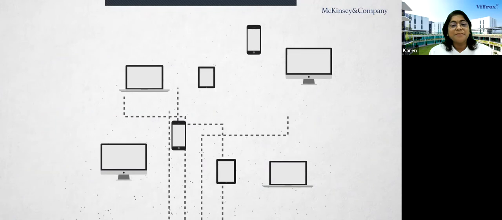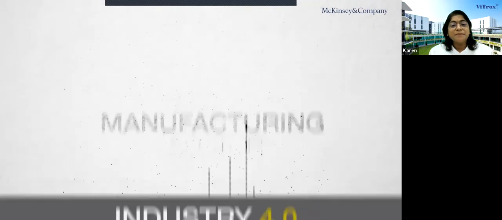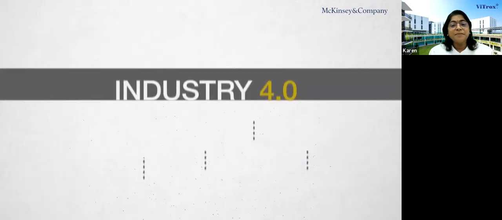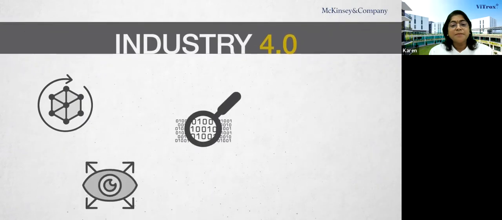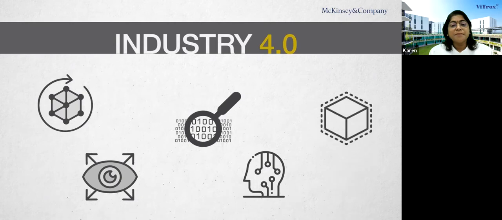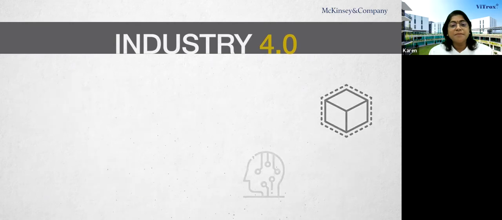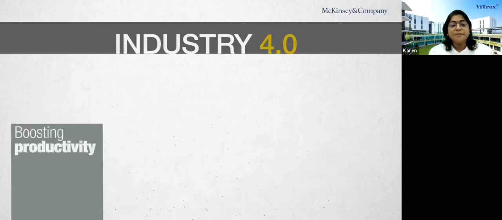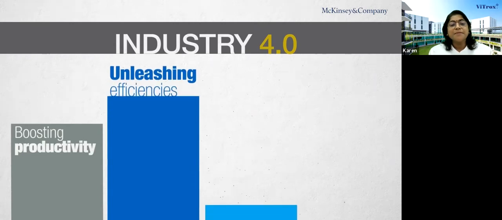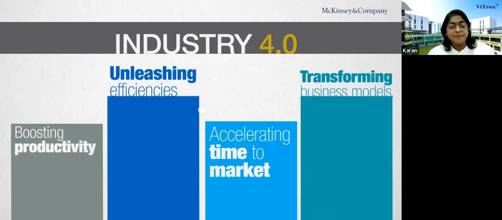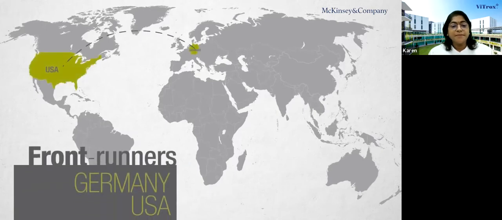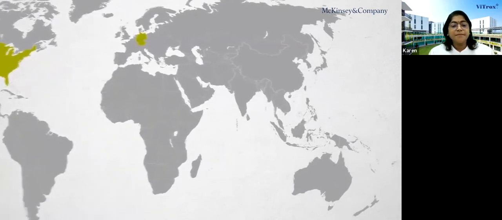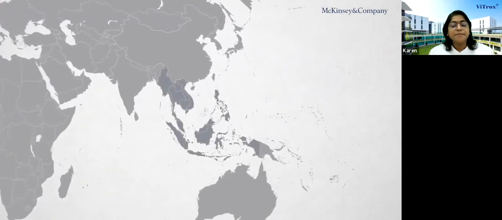Digital technologies, Industry 4.0, are sweeping through the manufacturing sector. Machine and product connectivity, advanced data analytics, virtual and augmented reality, robotics, 3D printing, and other advanced production methods are boosting productivity, unleashing efficiencies, accelerating time to market, and transforming business models. To date, Germany and the United States are the global frontrunners. A new survey by McKinsey & Company finds that ASEAN companies have been slower to climb aboard.